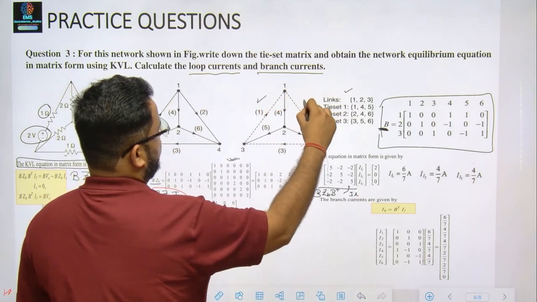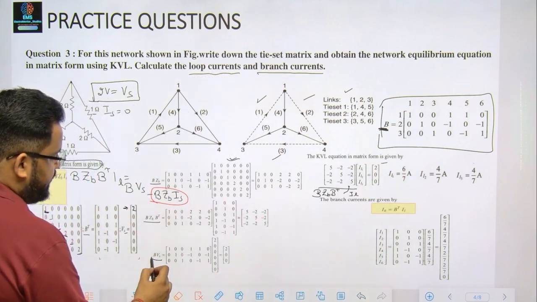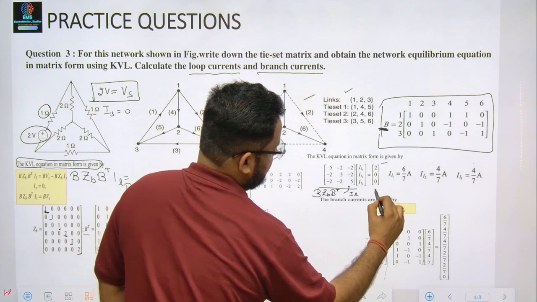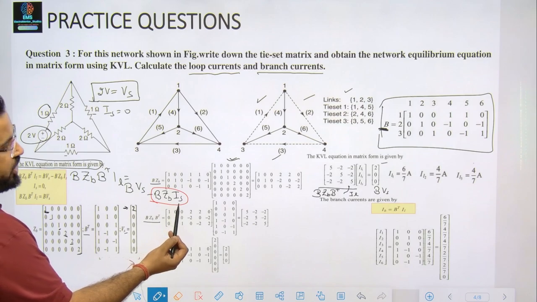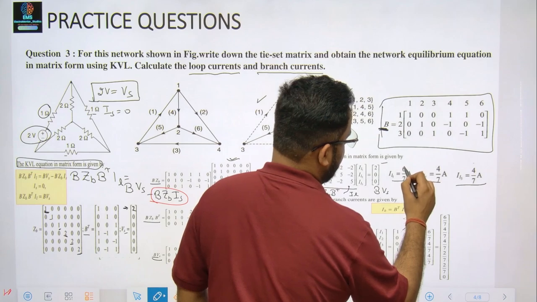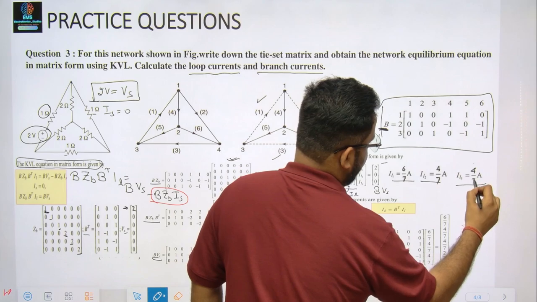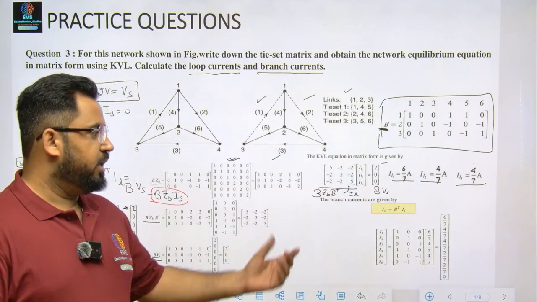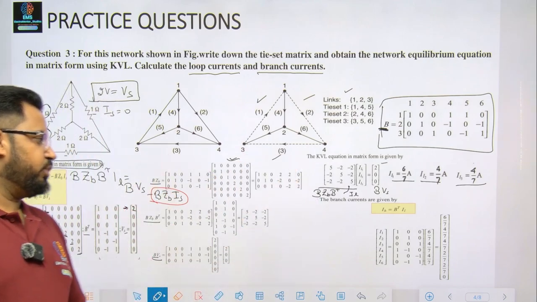My loops are 1, 2, and 3, so IL 1, 2, and 3. I've got my BVs, which is B times Vs minus a term that was already given to be 0. So I've got my loop currents: 6 by 7 ampere, 4 by 7 ampere, 4 by 7 ampere. Clear everyone? Just to save time, I have given all the calculations over here.